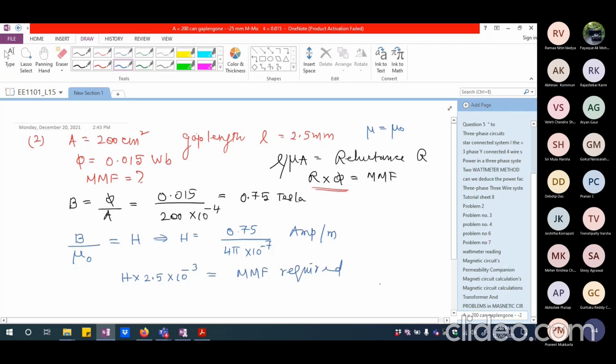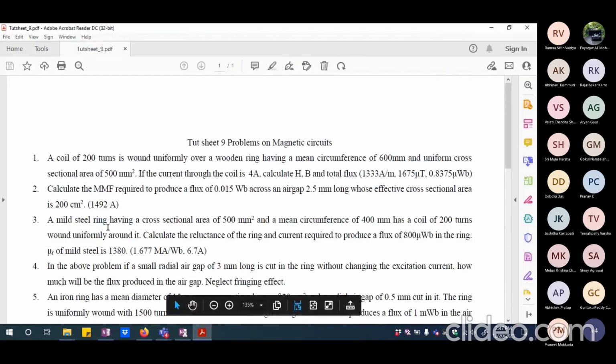Any questions on this? Problem number 3 says a mild steel ring having a cross-sectional area of 500 mm square and a mean circumference of 400 millimeter has a 200 turn coil wound uniformly around it. Calculate the reluctance of the ring and the current required to produce a flux of 800 microweber in the ring. Mu R of mild steel is 1380. I'm not going to do the calculation; we'll just look at the method and be done with that.